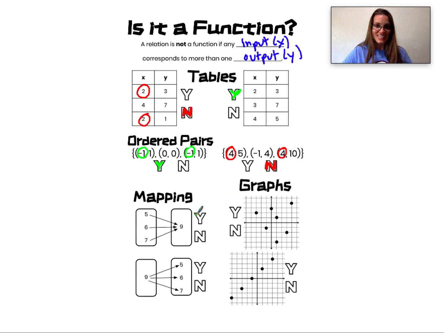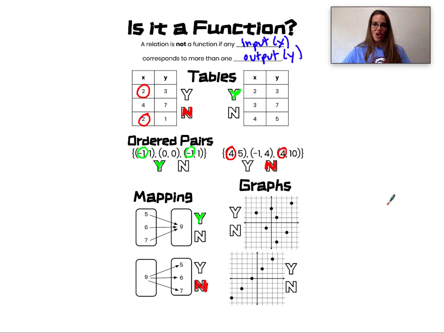The first one is a function. Yes, it's okay that 5 goes to 9 and 6 goes to 9 and 7 goes to 9. Each input has exactly one predictable output. 5 always goes to 9, 6 always goes to 9, 7 always goes to 9. This is the no, not a function. This is the picture to stick in your brain of not a function. One input, 9, has 3 different outputs. It's not predictable. Given an input of 9, output of 5, output of 6, output of 7. Not a function.